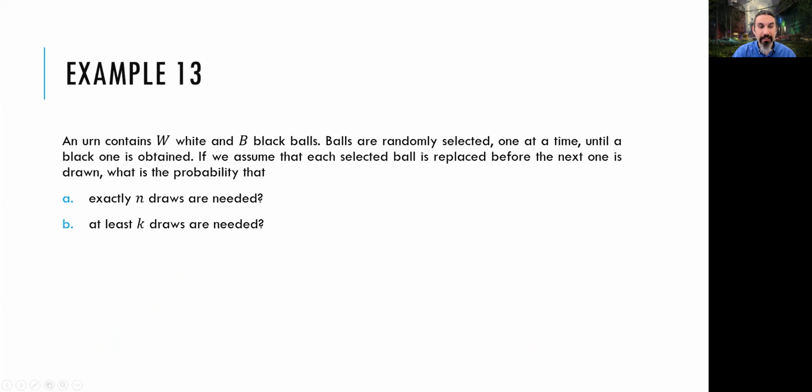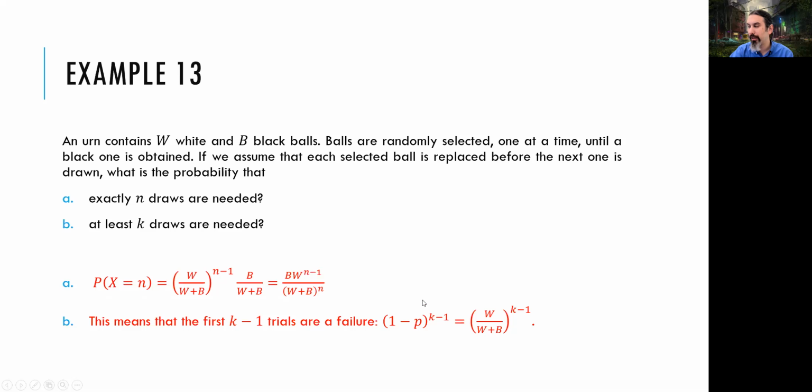What about at least k draws are needed? Now, when you say at least k draws, it says that the first k minus 1 trials are failures. So you have to make sure that they don't succeed. So you have to have k minus 1 failures, which is 1 minus p to the power of k minus 1. And p was black over black plus white, of course, but still the 1 minus p part is W over W plus B. Now, this one gives you the probability that you are looking for.